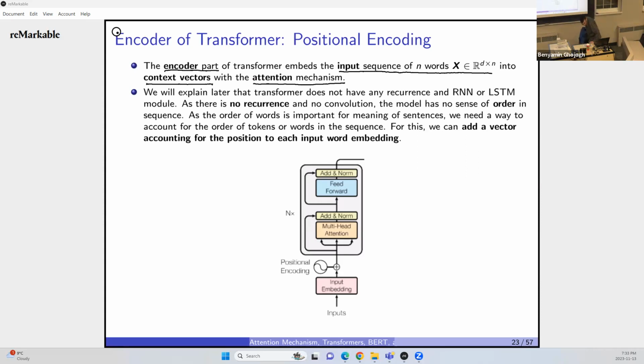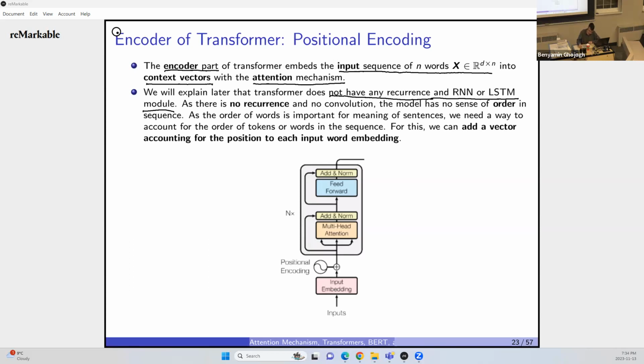So we will explain later that transformer does not have any recurrence, such as in an RNN or LSTM module, right? So basically, before transformers, for sequence processing, we had to use recurrence, such as in recurrent neural networks and LSTM. Both of them had recurrence. Even ELMo, which used bidirectional LSTM, do you remember last session? That also has recurrence. But transformer says that attention is all you need. This is the title of their paper. Attention is all you need. You don't need recurrence anymore, right?